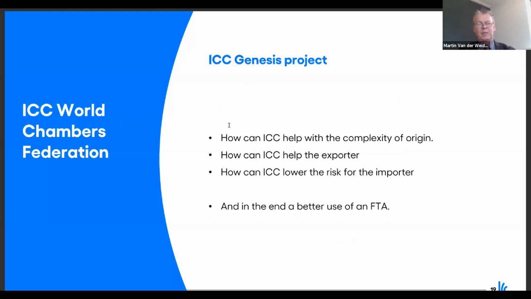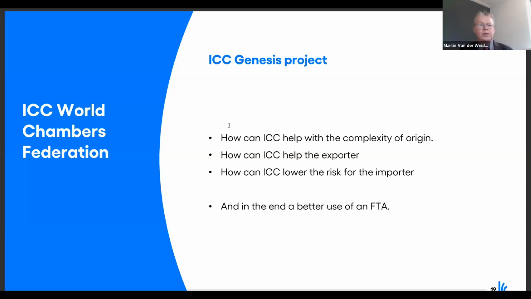Don't fear that last element. I think origin is complex, but if you know what you're doing, you really can benefit from a free trade agreement. If you're a small and medium enterprise and you think, okay, this is really complex, but you need to work with self-certification, we as the International Chamber of Commerce can help you with the complexity of origin. We can help the exporter, and by helping the exporter, we can lower the risk for the importer. And in the end, that's what we all want, a better use of a free trade agreement.